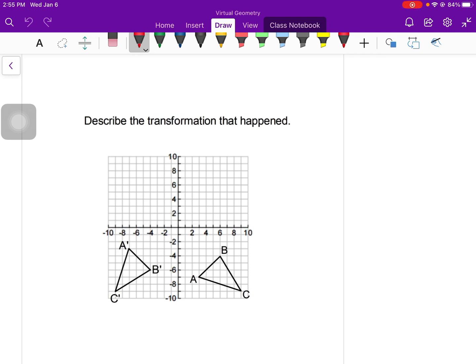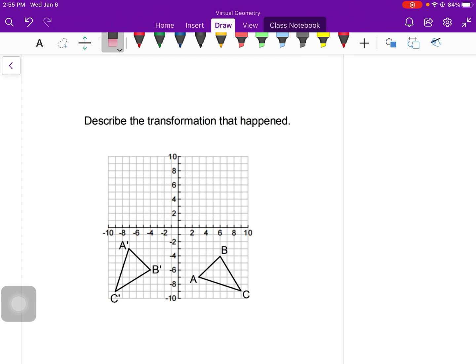First, the easiest thing for me to see is a translation. This is not a translation because if I picture this triangle as an arrow, it's pointing that way, and that's pointing that way. They're not pointing in the same direction, so it's not going to be a translation. So it's either a rotation or a reflection.